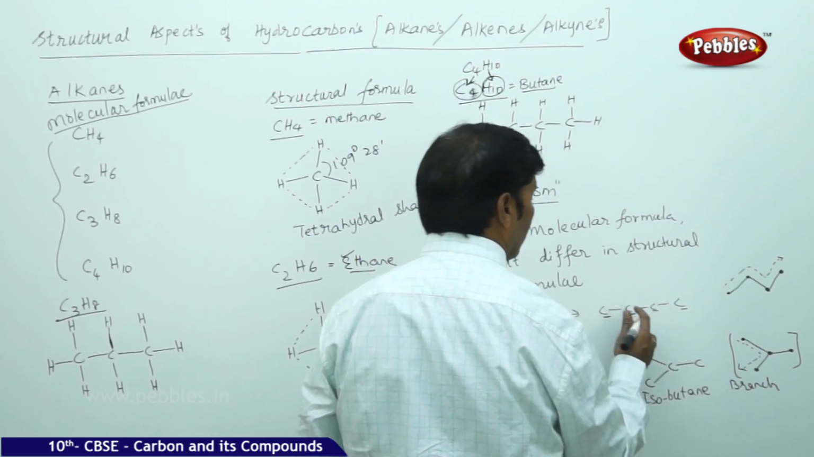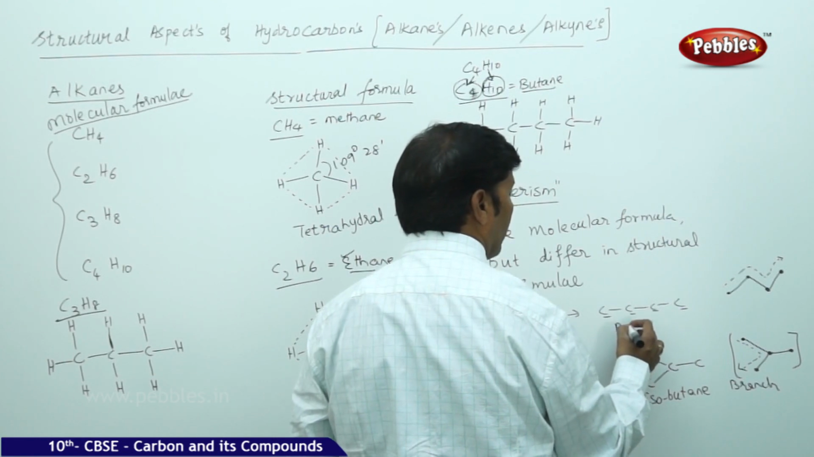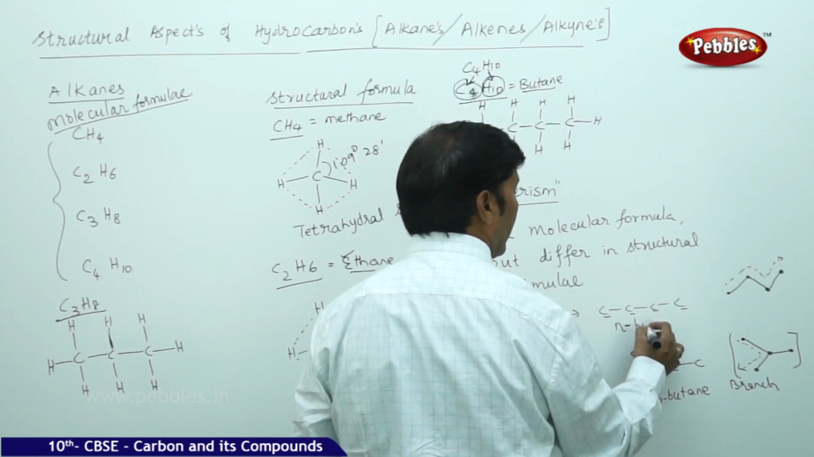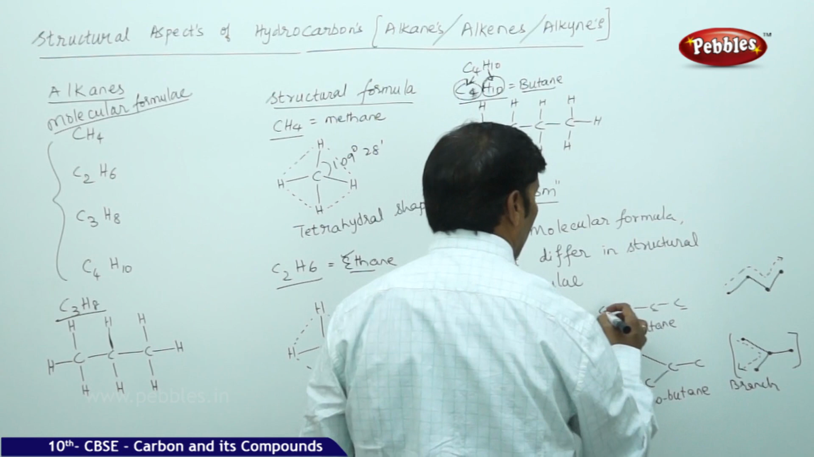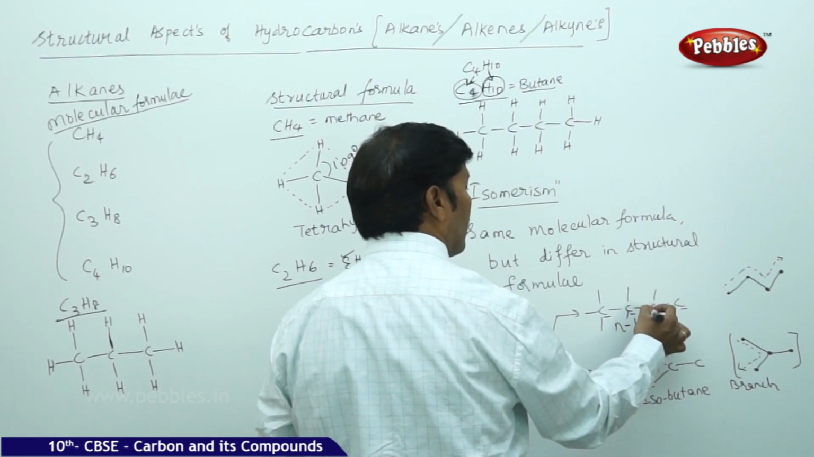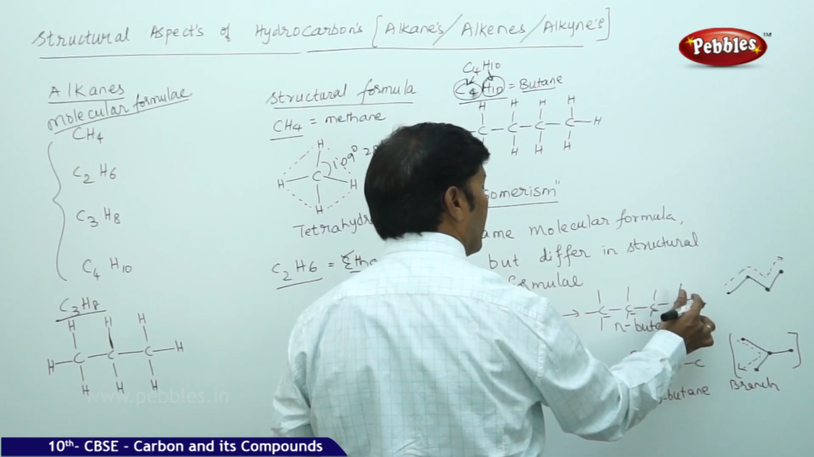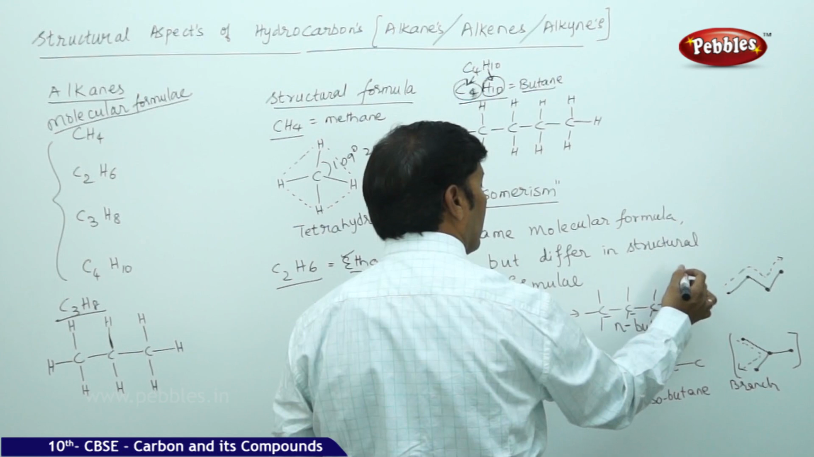Isobutane. It is a straight chain, so simply you can say normal. N stands for normal. Normal butane. Now satisfy the tetravalencies for each carbon. You can take here hydrogen, hydrogen and hydrogen.